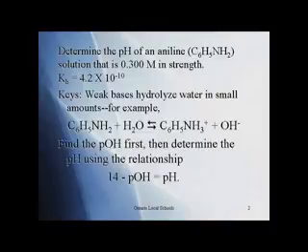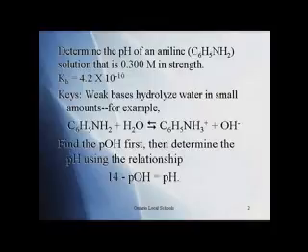Now, the key to solving this is the understanding that weak bases hydrolyze water in small amounts. So that's described by this equation: C6H5NH2 plus H2O yields C6H5NH3 plus OH minus. From a Bronsted-Lowry acid-base definition, the aniline C6H5NH2 is a proton acceptor, so it's the Bronsted-Lowry base, and water acts as an acid in this reaction. Bronsted-Lowry acid, it donates an H plus to the aniline.